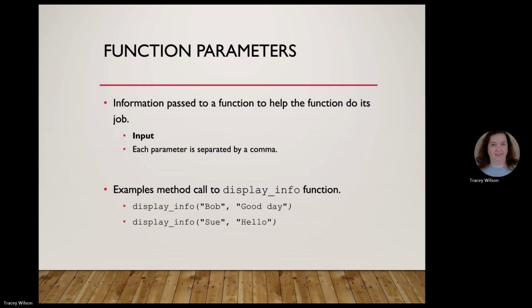So when I go to call display info on this slide, these down here at the bottom are the actual function calls, because I don't have def in front of it. I just have the name. And then I gave it Bob and I gave it good day. So Bob now goes into name. When I go back to the definition, everywhere name is, it's going to put Bob. Everywhere it says message, it's going to put good day. The next time I call it, I put Sue and hello. It swaps out Sue for name and it puts hello into message.